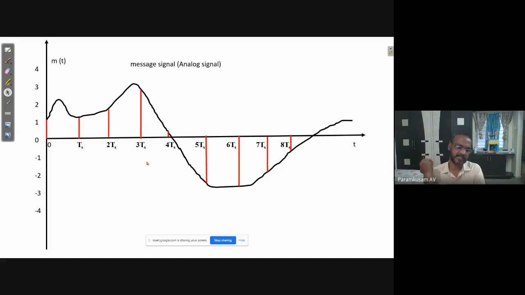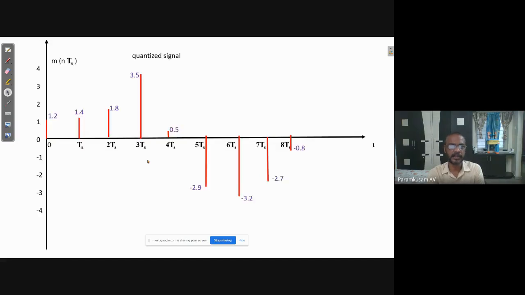What is that condition according to the sampling theorem? The sampling frequency should be greater than or equal to twice the maximum signal frequency, 2fm. Fs should be greater than or equal to 2fm. That we have learned in the previous semester. Okay. Next. See, this is the sampled signal. Next, let us discuss the quantization process.